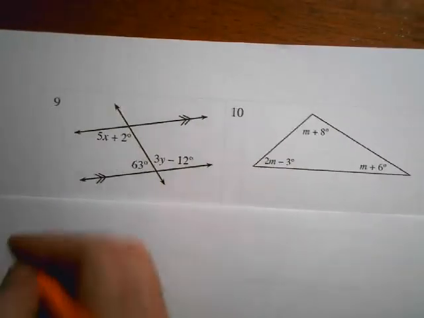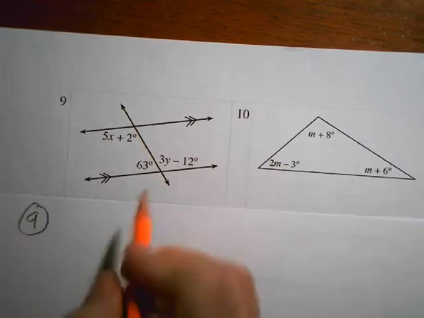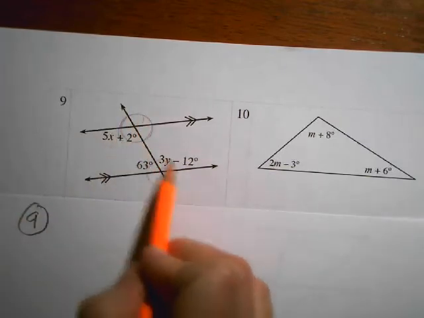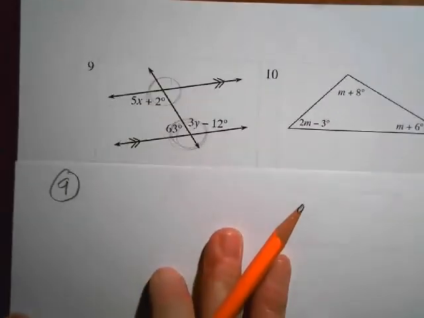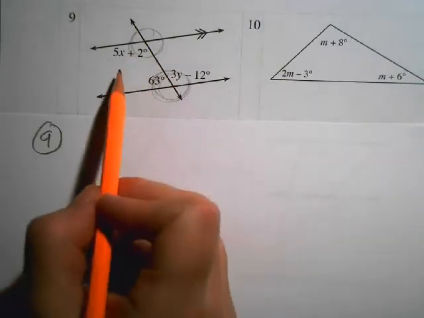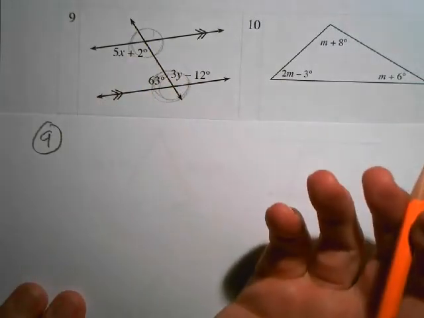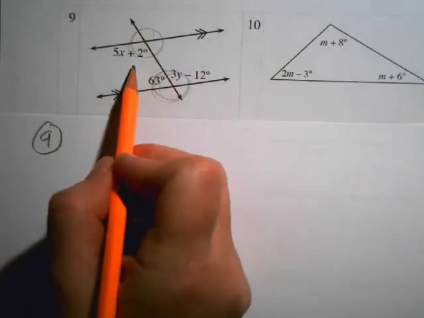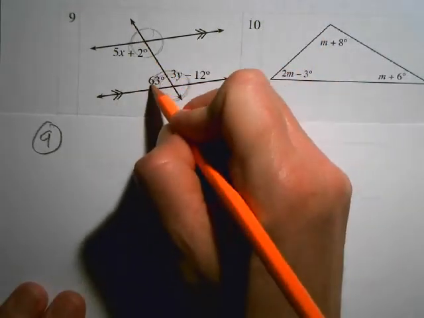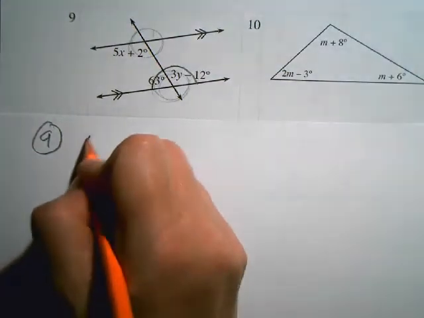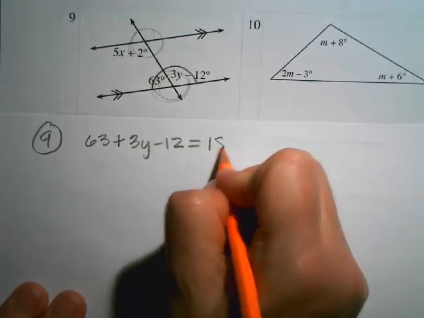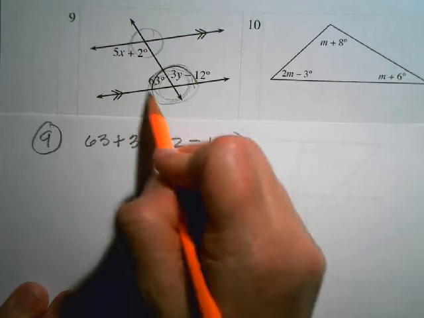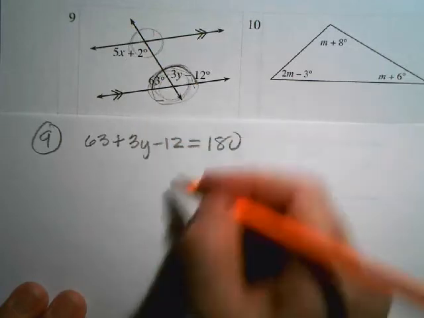Okay, another case of parallel lines in number 9. Cut by a transversal, so we know these 4 angles are going to match up with these 4 angles. Because I see an x and a y, I'm thinking to myself, we need to be strategic about this. Oh, we have to solve for both of them, so we're going to have to use each one. Okay, so there's a linear pair right here. So I know 63 plus 3y minus 12 equals 180. I know these are going to add up to 180. Full circle 360, half a circle is 180.